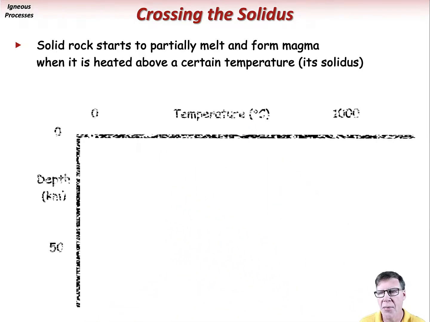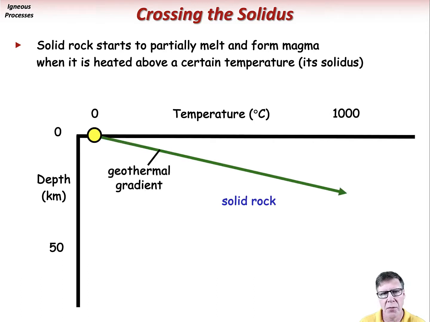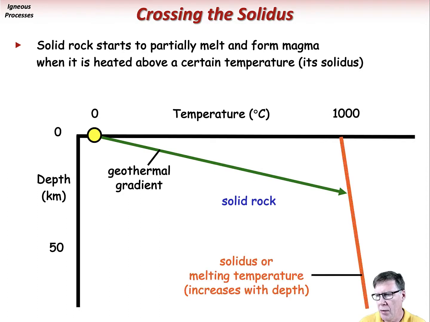Let's look at the depth temperature diagram again. And so the area within the Earth that is solid rock is shown here. Here is the Earth's surface. And the geothermal gradient describes the increase in temperature with depth, getting hotter and hotter the deeper you go, until a certain point is reached where the rock is so hot it starts to melt. And this is called the solidus. Solidus is the highest temperature at any given depth at which the rock is still completely solid.